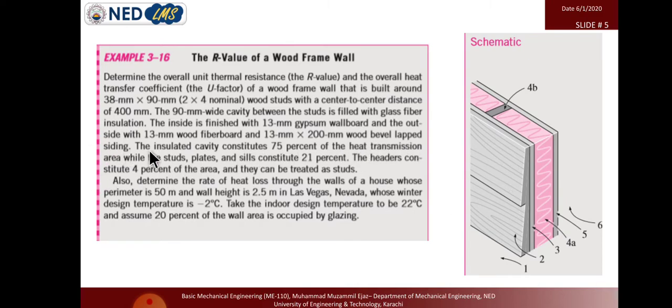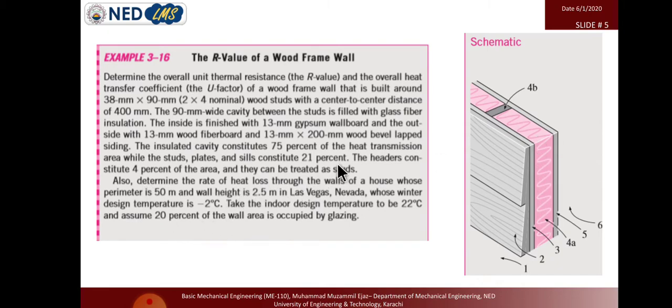lap siding. The insulated cavity constitutes 75% of the heat transmission, while the studs constitute 21% and the headers 4%. So 70% of the walls consist of this glass fiber insulation, and only 21% we can round to 25%, because it consists of studs and headers both. So 21%, 25% consists of heat transfer due to the stud, and 75% consists of this insulation.